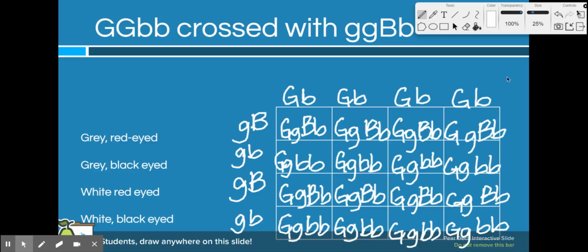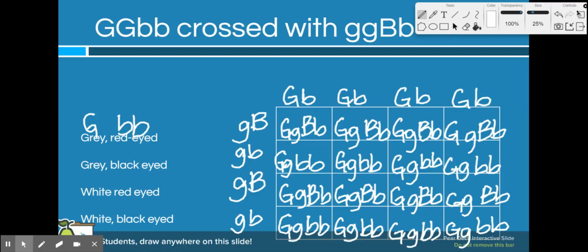So the question asks me to identify how many gray, red-eyed individuals there would be. Since gray is the dominant, I know that anybody that is going to be gray will have at least one capital G. And since red eyes is the recessive, these would be any of the ones that have little b, little b.